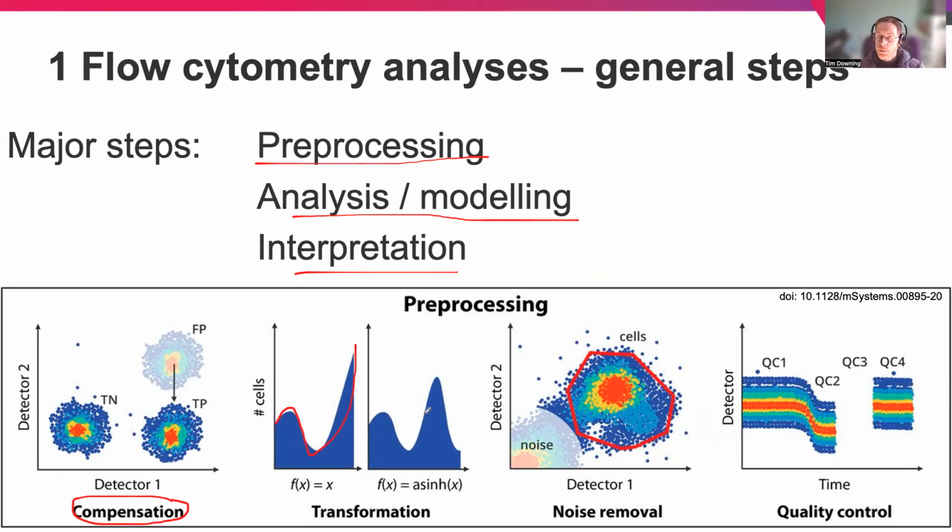But typically that would be some sort of bi-exponential transformation to represent the data across two different detectors in a fashion that focuses on the key components of variation within that data set. Obviously the details of how to do that would depend on the experiment and the data, so it varies a lot. There's also noise removal. Compensation is an example of that process.